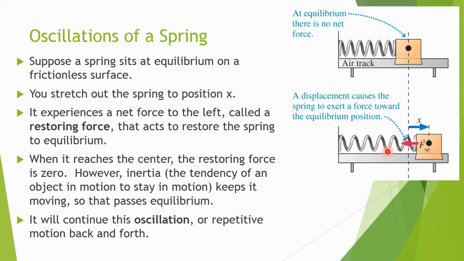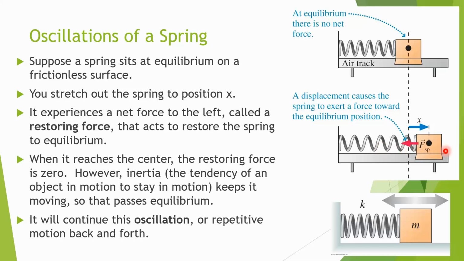It will continue oscillating. So once you pull it, it passes equilibrium, goes to here. Now it has a force restoring it back to the center, goes back to equilibrium, and it continues going back and forth and back and forth. This back and forth repetitive motion is called oscillation.